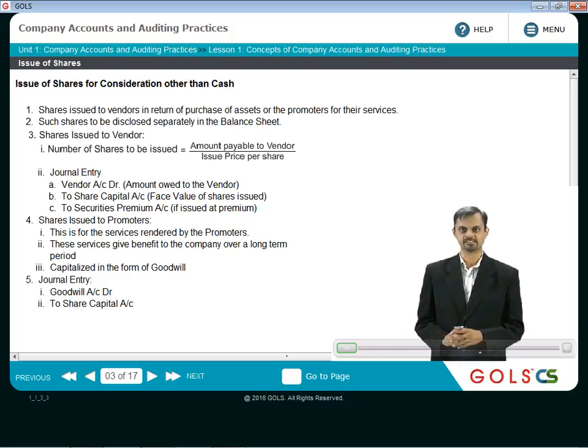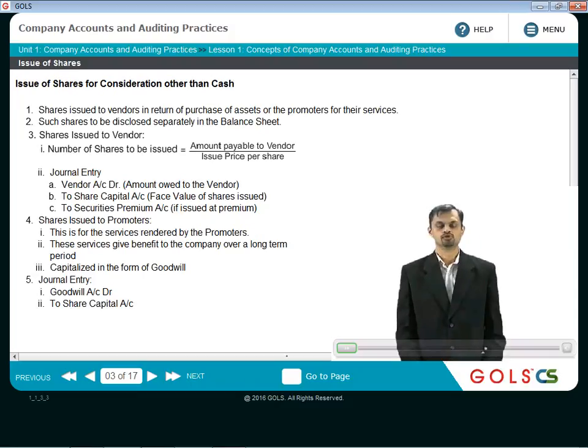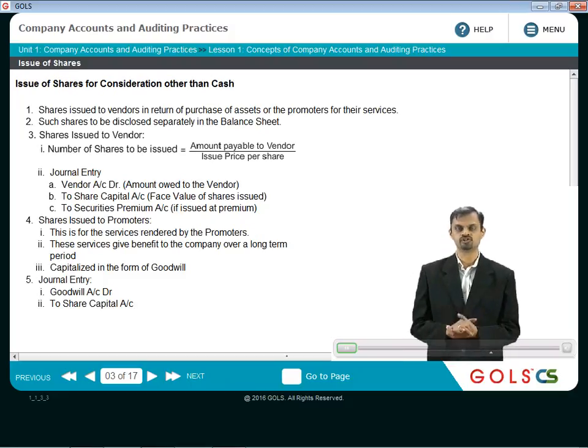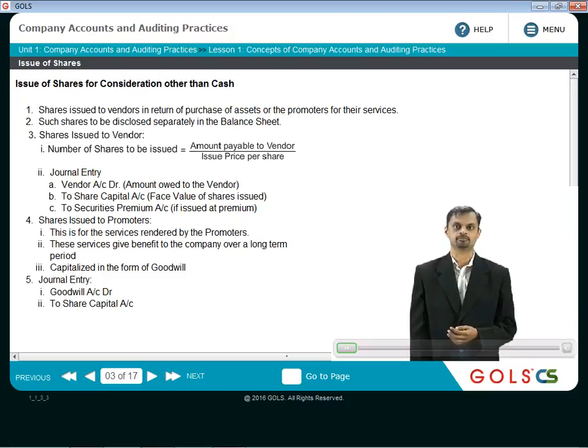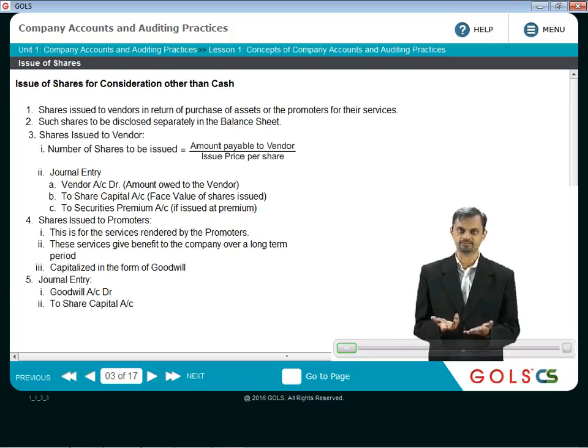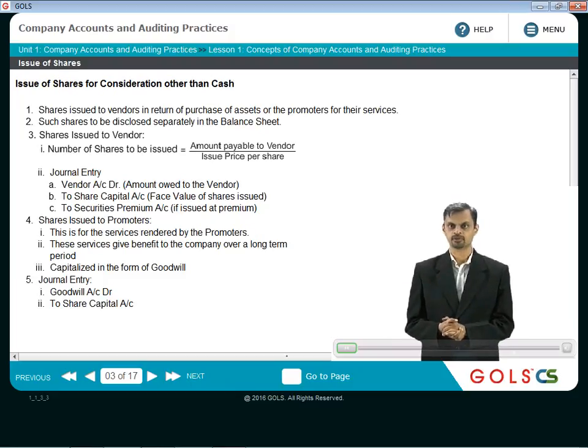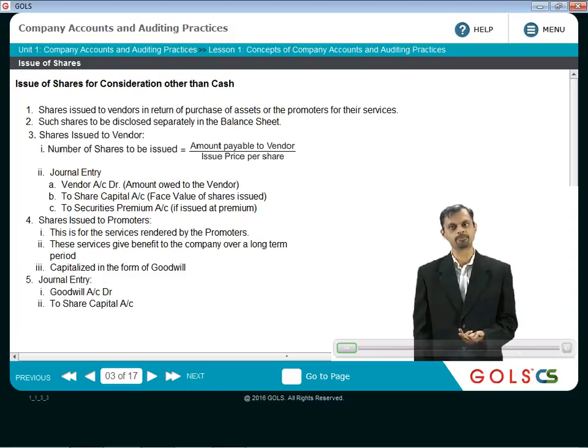Let us take a very simple example for calculating the number of shares here. Suppose the assets purchased from the vendor were worth rupees 60 lakhs and the face value of the share decided to be issued by the company to that vendor is 10 rupees per share. Suppose the issue is happening at par, then what will be the number of shares to be issued? Amount payable, which is 60 lakhs, divided by the issue price, which is 10, because the issue is happening at par. So 6 lakh shares will be issued in that case. So in that case, when the shares are issued, the entry will be vendor's account debit 60 lakhs to share capital 60 lakhs.